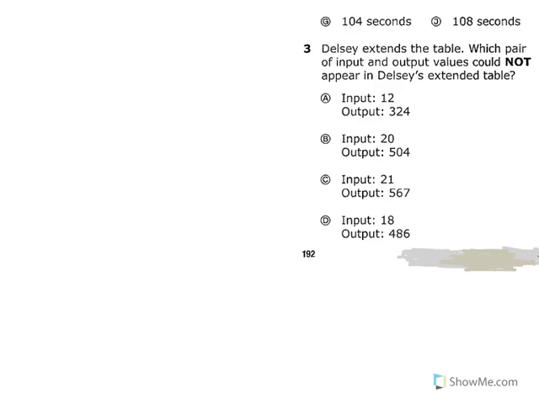Question number 3. Delsey extends a table. Which pair of input and output values could not be a pair in Delsey's extended table? So we really need to go through and check all these to see if they'll work. So first thing we'll do is 12 times 27 and see if it equals 324.